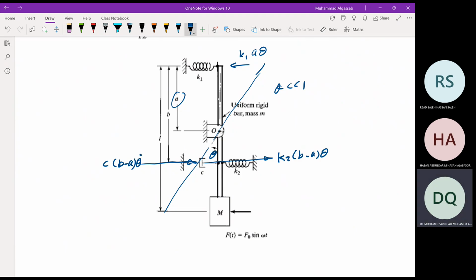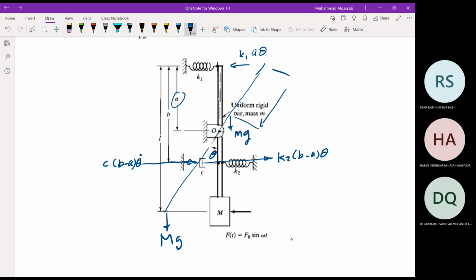We have the weight, that is capital M times g, where capital M is here, and mg, which is the weight of the bar. The weight of the bar is located at L/2, so this distance is going to be L/2.